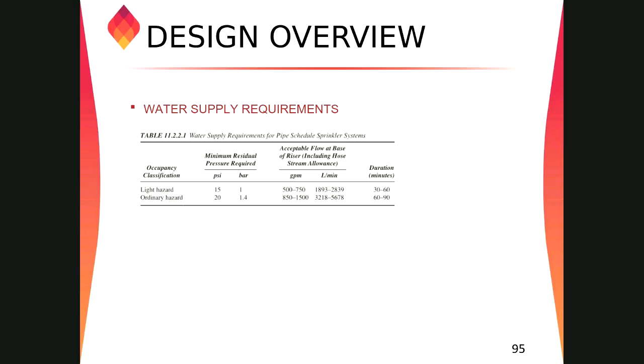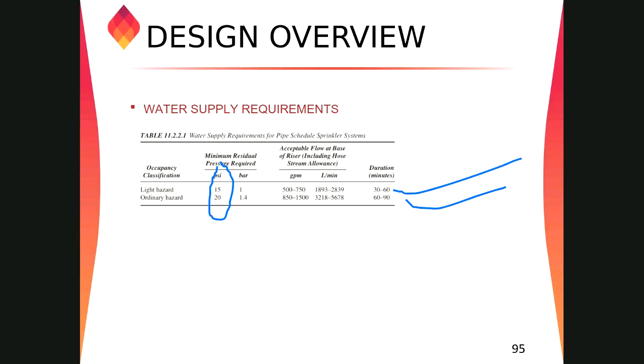So the water requirement duration for the pipe schedule system is different from what we saw in our sprinkler system. For the light hazard, we need a minimum 15 psi residual pressure for 60 minutes, and for ordinary hazard 60 to 90 minutes. The duration is the same.